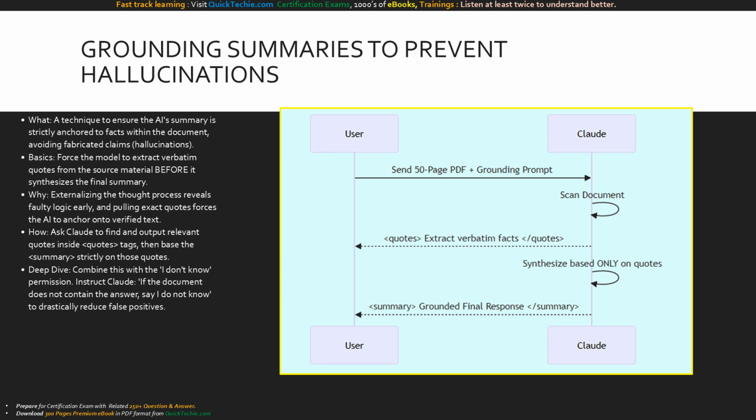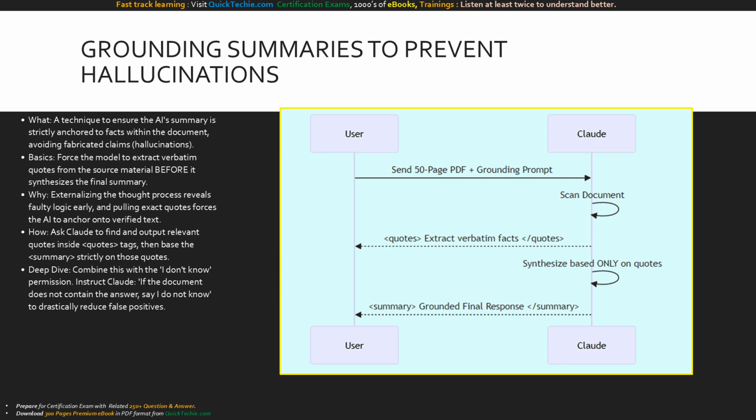For an extra layer of armor, explicitly give Claude the permission to say, "I don't know." If a specific metric isn't in the 50-page text, telling the model it's okay to admit ignorance will drastically reduce fabricated claims. Follow the sequence diagram carefully, as it's the ultimate defense against hallucinations.